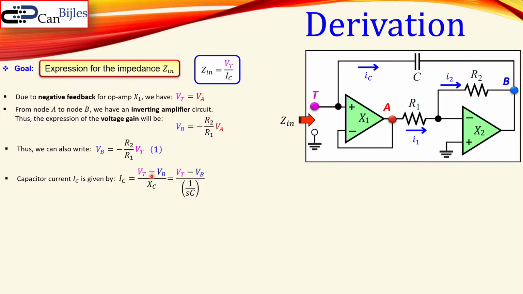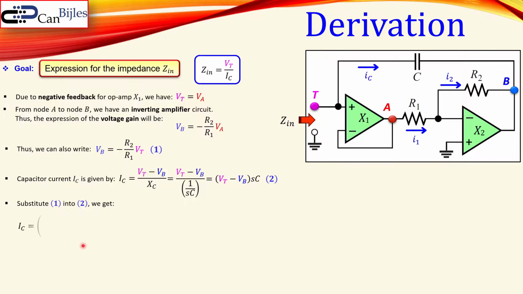Because the reactance of the capacitor is 1 over sC, and this is the voltage at node T minus the voltage at node B, you see here the reactance in the Laplace domain. And now that can also be written like so, because you divide by a ratio, so you can actually write it like so. And then we see that we can use this equation and this equation together to get to this Zin. Now, let's substitute equation number 1 in this equation number 2.